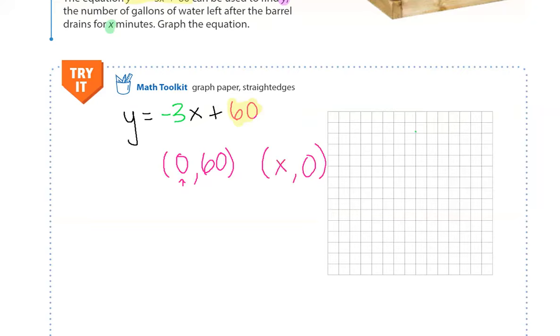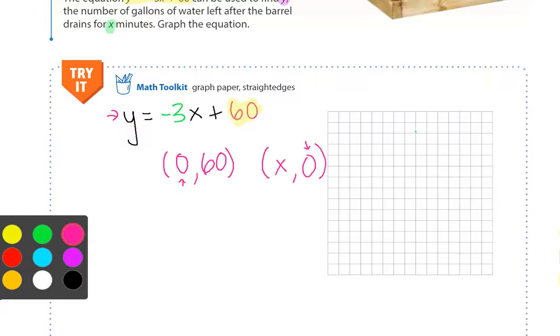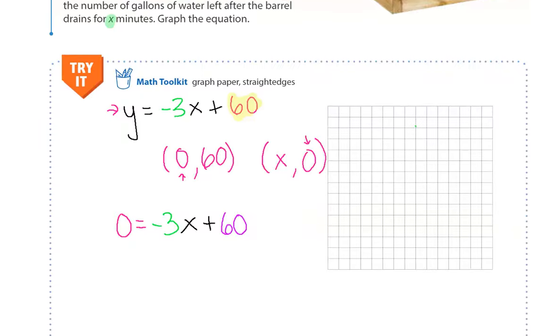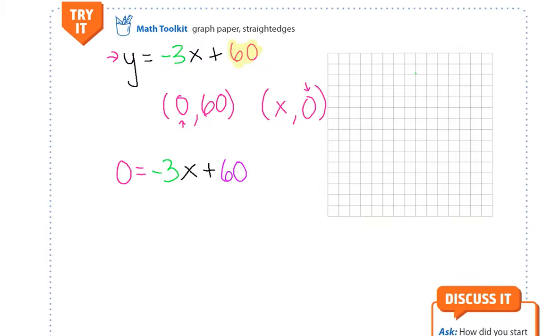All we have to do is take our linear equation, and if y is 0, we need to know what x is going to be. So let's plug it in. Y is 0 for the x-intercept. 0 equals, it's the same equation, so still -3x, x is what we're trying to find out, plus 60. It's the same equation, but if we want to find the x-intercept, then y will be 0. So we need to figure out what the x-intercept will be by solving for x.